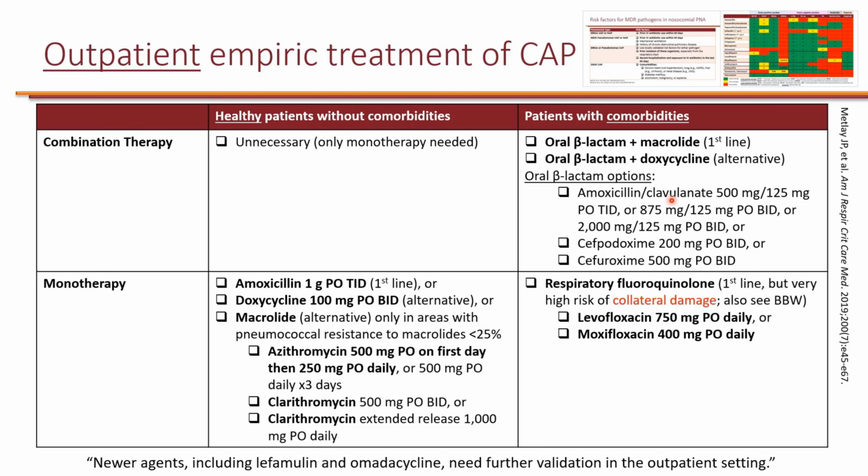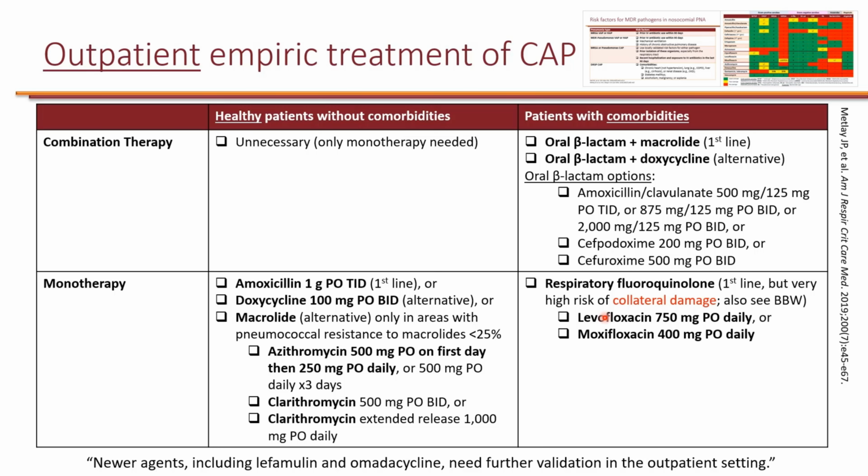With amoxicillin, we actually use the clavulanic acid combination in order to overcome the beta-lactamases from H. flu and Moraxella catarrhalis, because with this patient, you're more likely to have those strains. And of course, you can also use cephalosporins like cefpodoxime and cefuroxime. And if you choose any of these, it has to be in combination with either azithromycin or doxycycline.